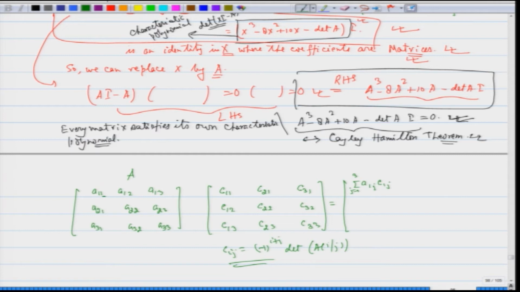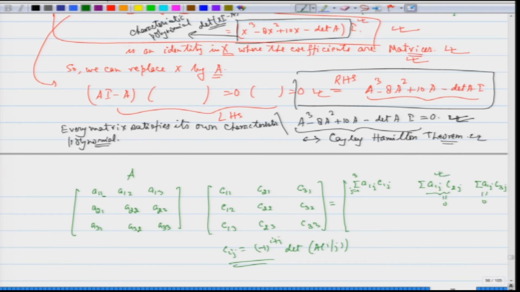Now, this into this part: it will be A11, 21, 12, 22, 13, 23. So, here it is A1j, but not C1j, rather C2j. Similarly, the last one will be A1j C3j, that is C31, 32, 33. Now, the question is, why is this 0?